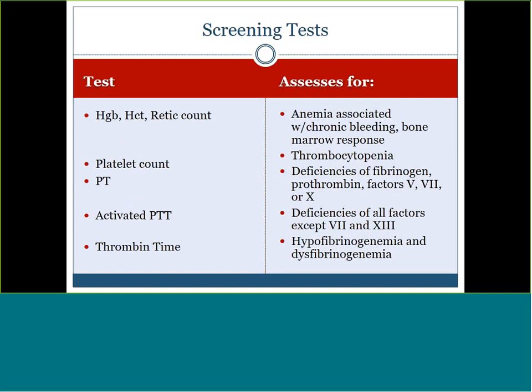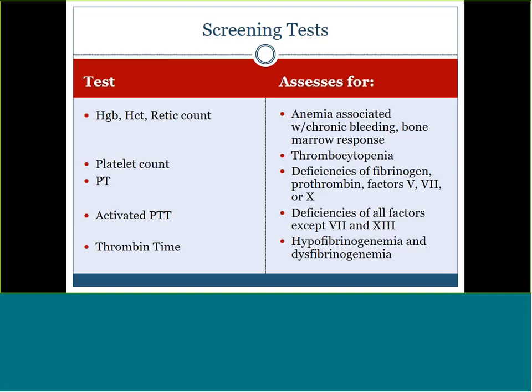Other tests, of course: we want to check their hemoglobin levels, hematocrit. If they're bleeding out, how low are those getting? Are they getting an anemia? Hemoglobin, hematocrit, and retic count are all assessing for anemia, and the bone marrow response with the retic count. Platelet count is looking at, do they have low platelets? Is that why they're having more bleeding issues?